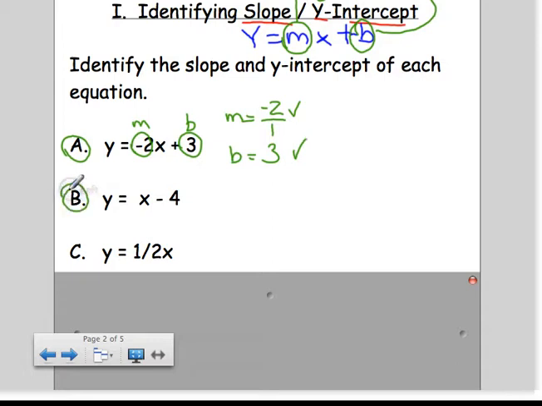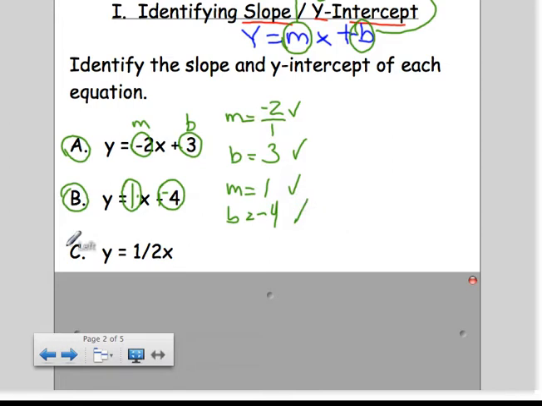Looking at b, y equals x minus 4, I definitely see the constant, which, after I kill subtraction, is negative 4. So I can see that b, the y-intercept, is negative 4. I'm having trouble seeing what the coefficient is because it's not there. Whenever I don't see a coefficient, I know it really means 1 times x. So the coefficient and the slope is really just 1.